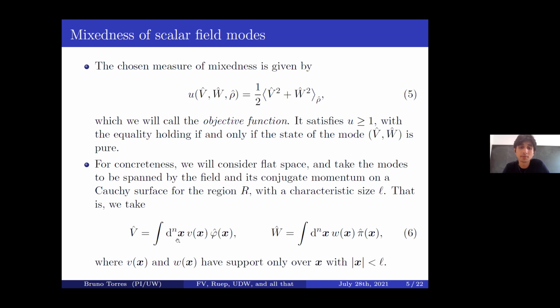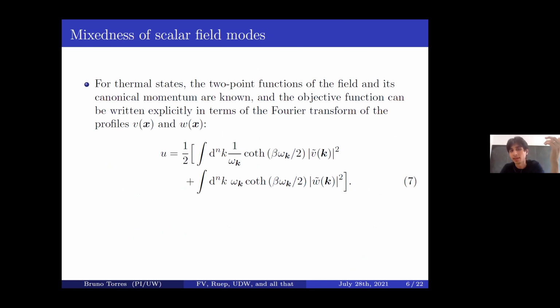Yeah, and we will take these modes then to be written explicitly like this as spatial integrals now over constant time surfaces, right? With these smearing functions, let's call it V and W, having support only within a ball of size L. Now we can just plug that back into the objective function, and given that we know the 2-point functions of the field and canonical momentum in flat space for any given temperature, you can give the expression for the objective function in terms of the Fourier transform of the spatial profile very straightforwardly.